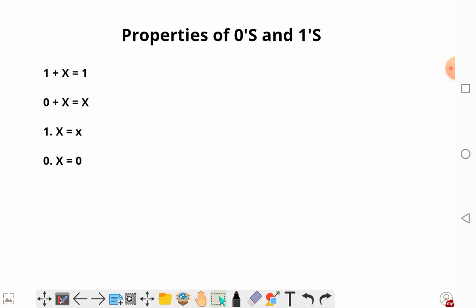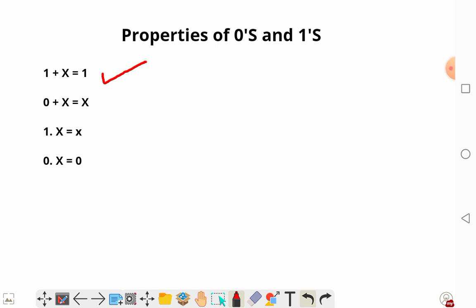Before going to the Boolean laws, first we will learn about the properties of zeros and ones. This is a very important thing to solve the Boolean laws. The first property says 1 plus x is equal to 1. Remember this, while we prove the laws we need this one.